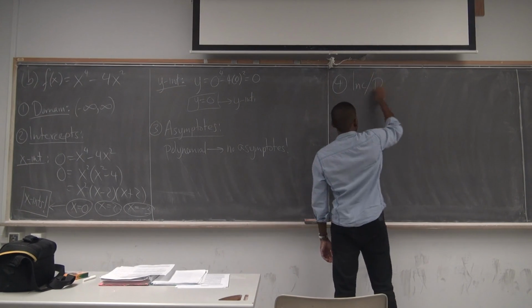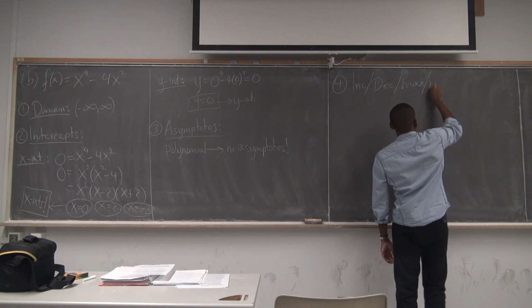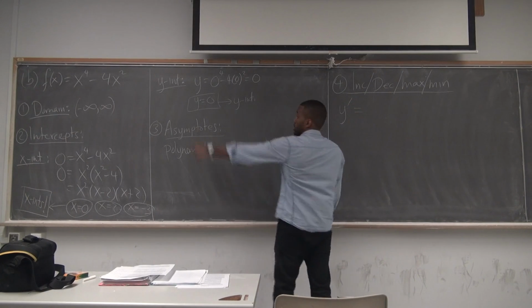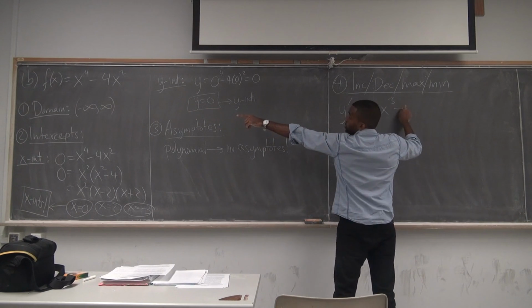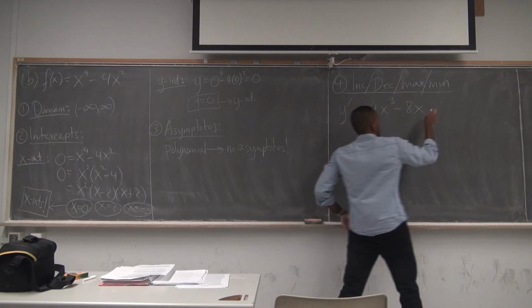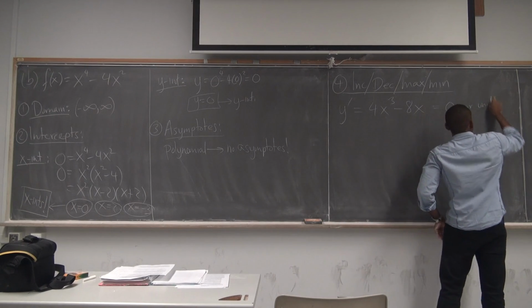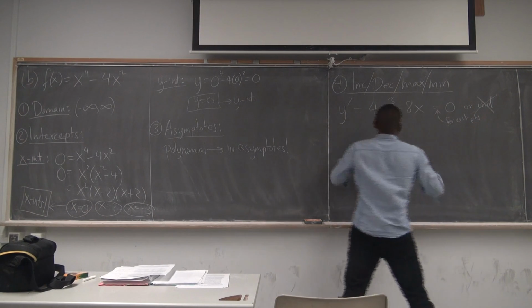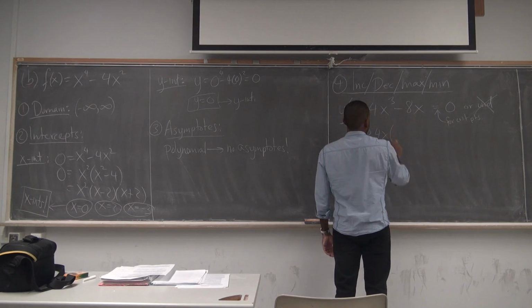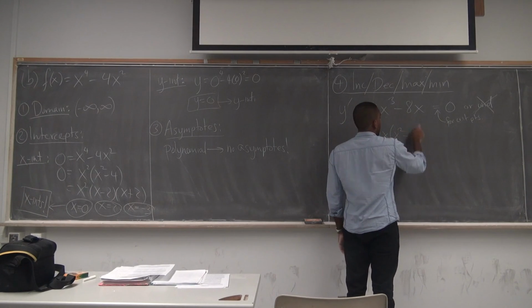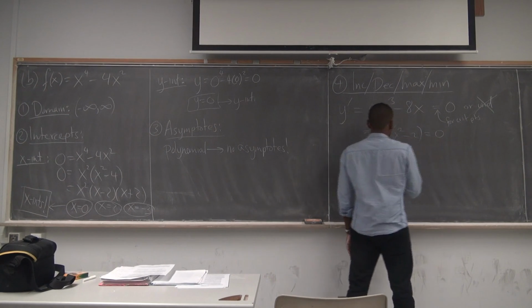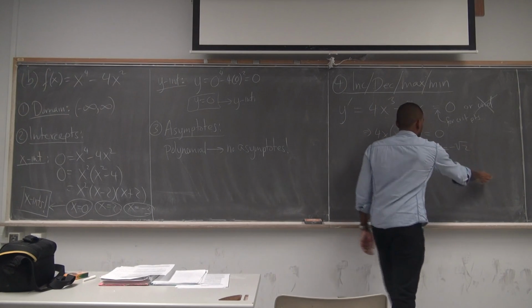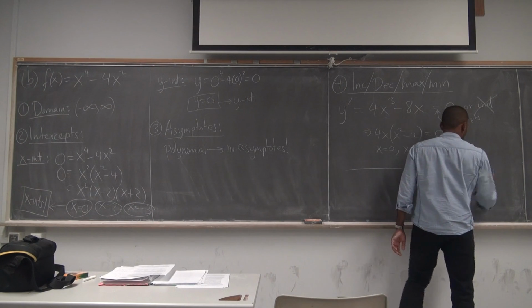Step four, we have to find increasing, decreasing, maximums, minimums. I'm going to find the first derivative and do the first derivative test. First derivative is going to give me 4x cubed minus 8x. Let's set that equal to 0 or undefined. It's a polynomial, so that's not going to happen. So at this point, I can factor out 4x. I will be left with x squared minus 2. So here I get x equals 0, x equals radical 2, x equals minus radical 2. I will test these on a number line in the first derivative.